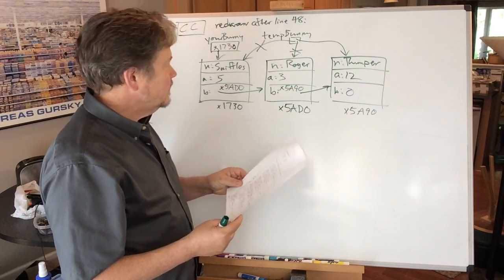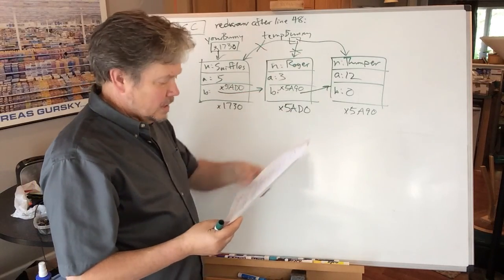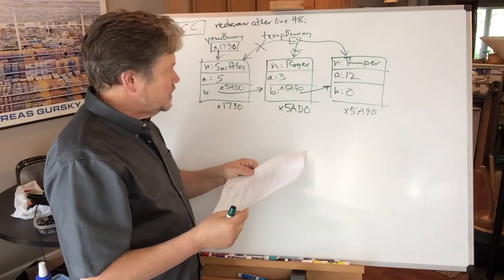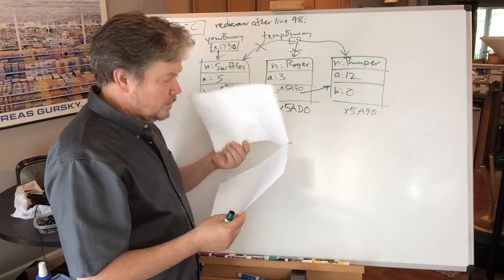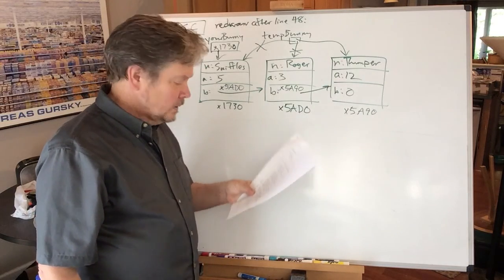And I've completely lost my place. Did we print out Thumper? 5A90 is not 0, so it prints out, 12-year-old Thumper lives at, and puts the address 5A90. That's how I knew where Thumper lived. So we're at the bottom of the loop again, and the loop is still going.